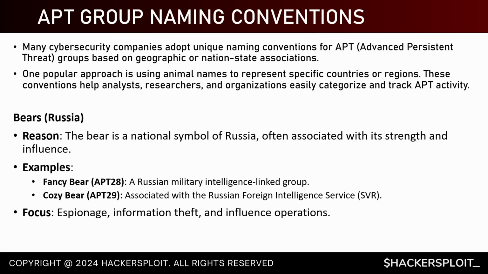Some very good examples are Fancy Bear and Cozy Bear, APT 28 and 29, very closely linked but operating in different departments, let's say, of Russian intelligence. APT 28 is the Russian military intelligence linked group, and then the SVR is APT 29. That's foreign intelligence, or associated with the Russian Foreign Intelligence Service, and their primary focus, again based on what is known, is typically espionage, information theft, and influence operations.